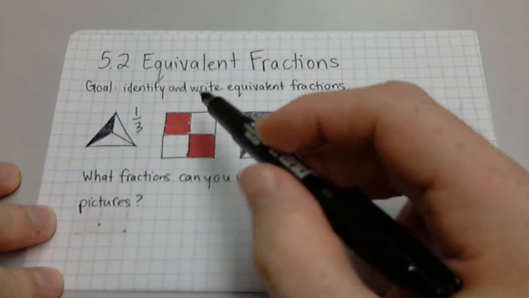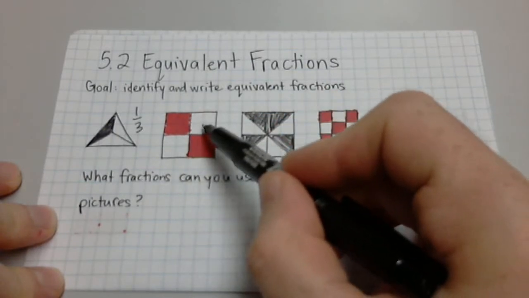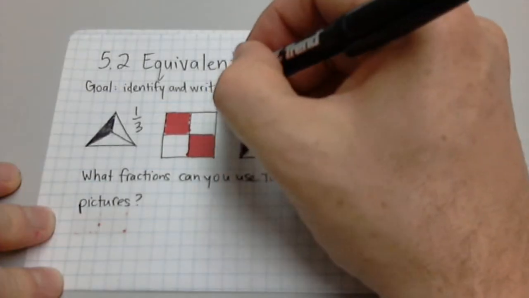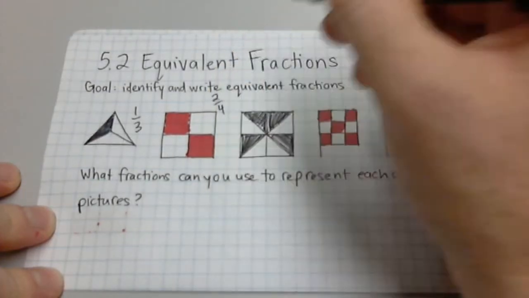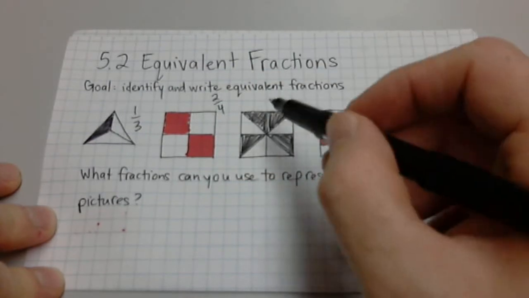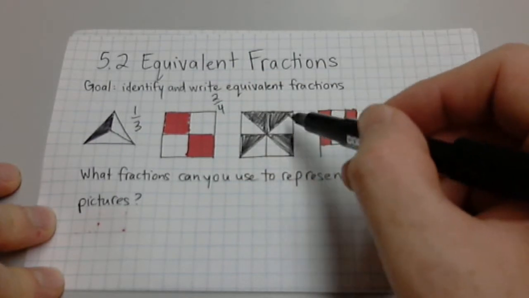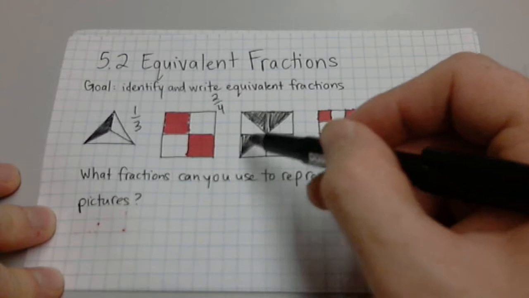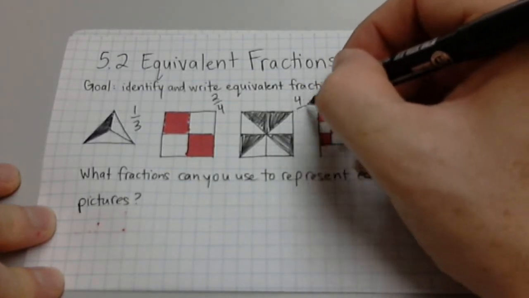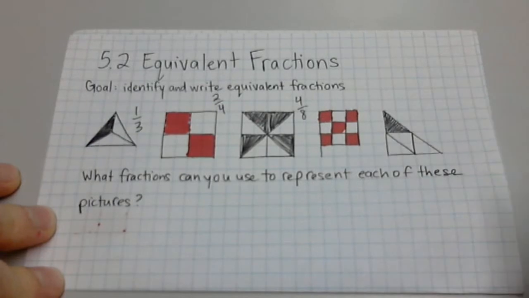Okay. Here we have a square divided up into 4 boxes, and 2 of those boxes are colored in red, and so we can say that it's represented by 2/4. Over here we have another square that's divided up into 1, 2, 3, 4, 5, 6, 7, 8 different sections, and 4 of those sections are colored in. So we say that that is 4 out of 8.